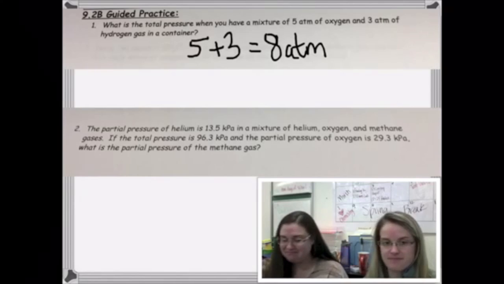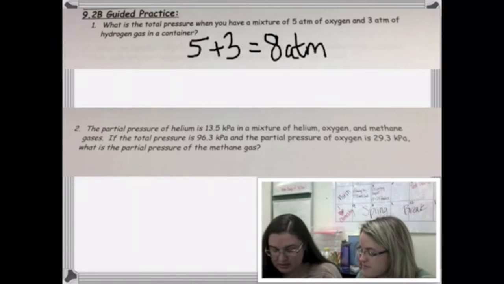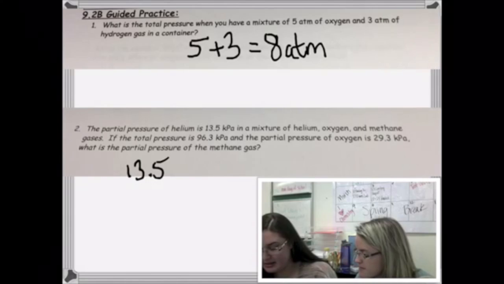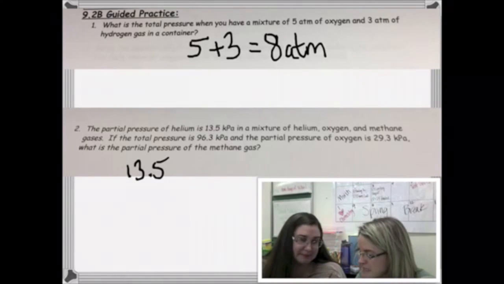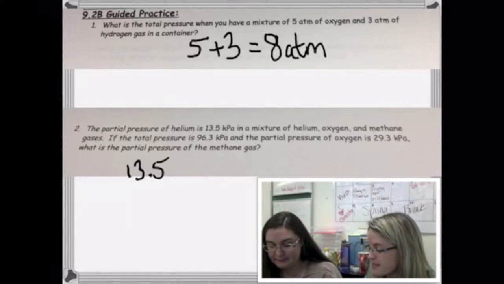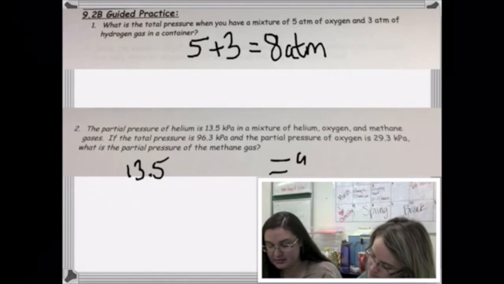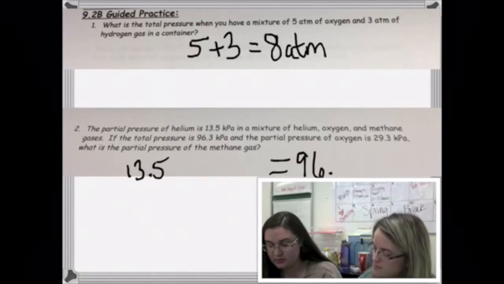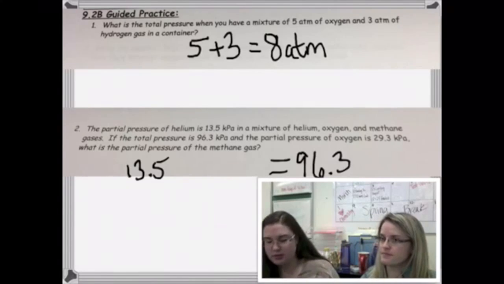Okay, so number 2. The partial pressure of helium is 13.5, in a mixture of helium, oxygen, and methane gas. If the total pressure is 96.3, well, wait a minute, that's a little different. That's telling us the total pressure, so we could come way over here and put an equal sign. My total pressure is going to be 96.3, so all of them added up is going to equal that. This is slightly different because it's giving me a finished product.